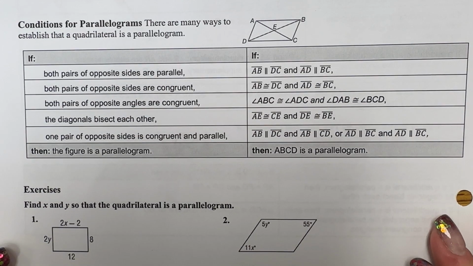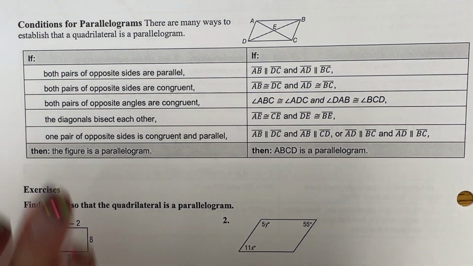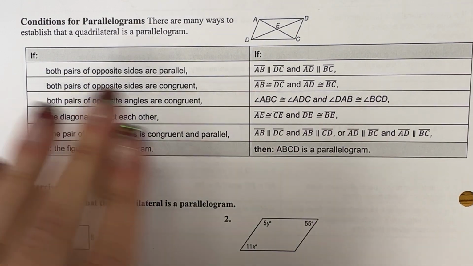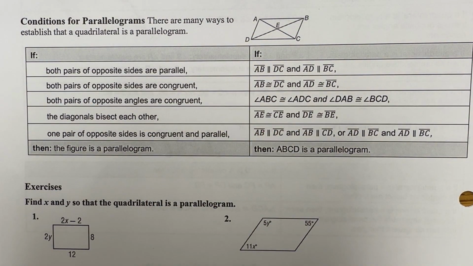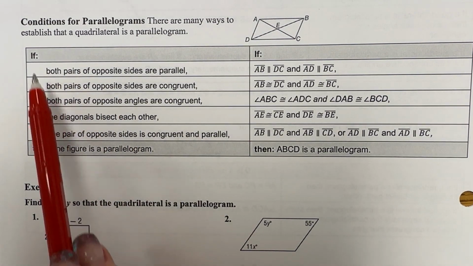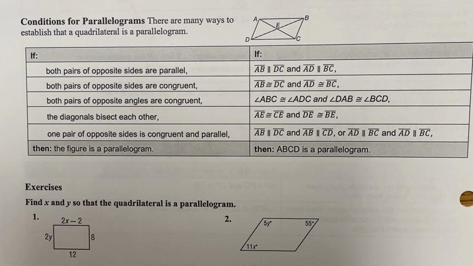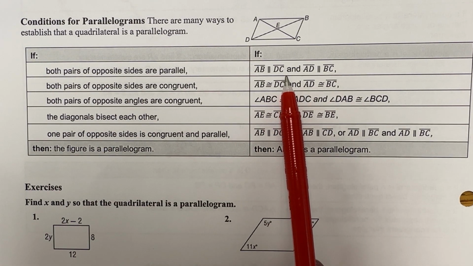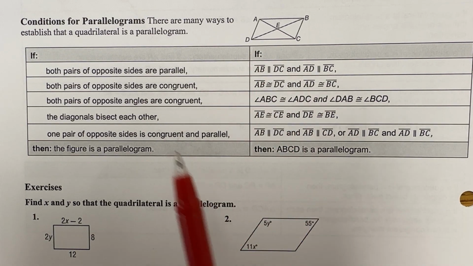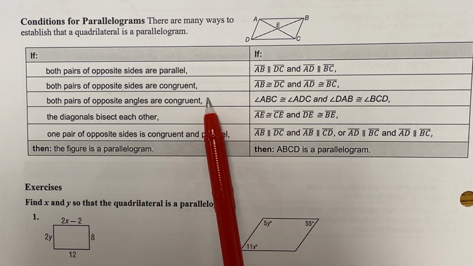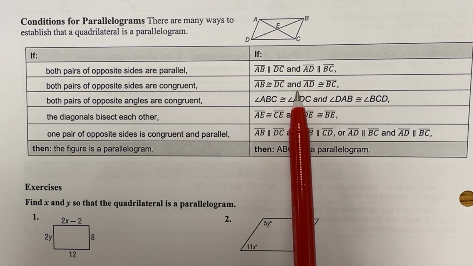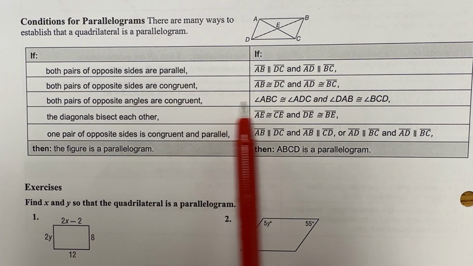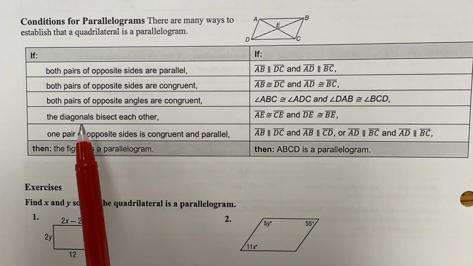Let's talk about conditions for parallelograms. So this side has words, this side has symbols, okay? Words, symbols. So if I want to show something's a parallelogram, I have 5 options. Option 1, both pairs of opposite sides are parallel. That's what that looks like as a symbol with this picture. Both pairs of opposite sides are congruent. That's what that looks like as symbols. Both pairs of opposite angles are congruent. Here's what that looks like.